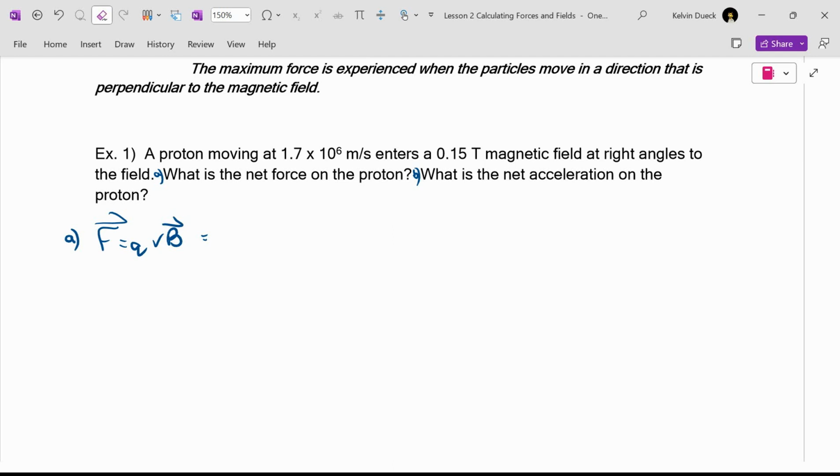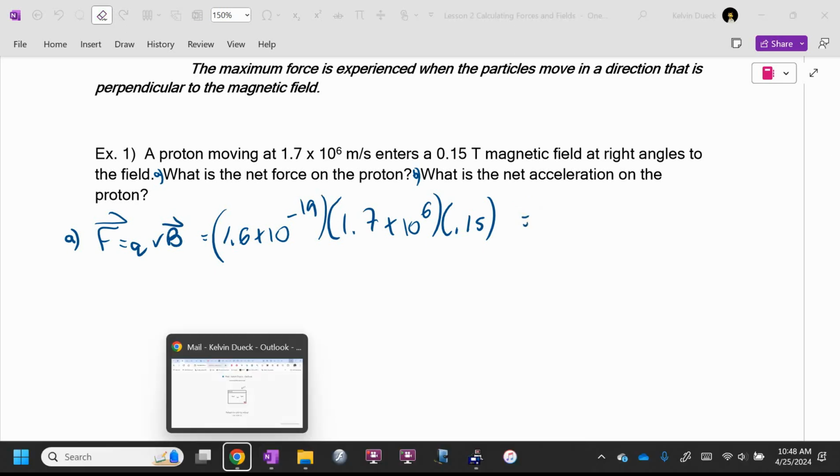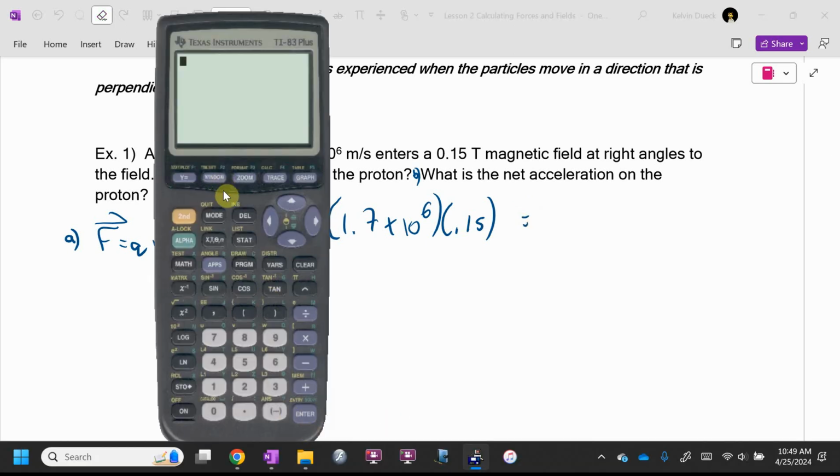Q, it's a proton. Tell me the charge on a proton. It's on your formula sheet. It's not 1.67 because if you look at the units next to that, that's kilograms, which is not charge, that's mass. I'm going to say, Niels, that's a silly mistake. We don't want to do it again. What's the charge on a proton? I'll give you a hint. It's a pretty elementary concept to figure out. The elementary charge. V, 1.7 times 10 to the 6th. B, 0.15 Teslas. What do you get? Get your calculators out and start crunching the numbers, please.